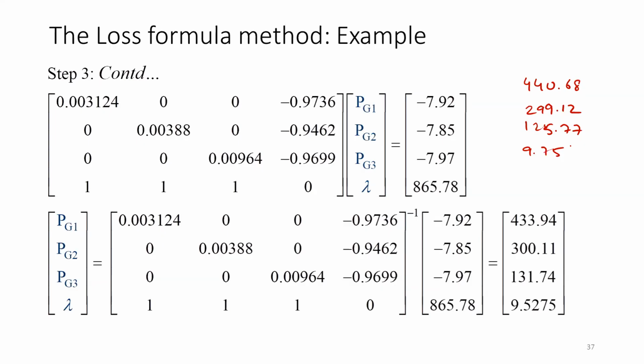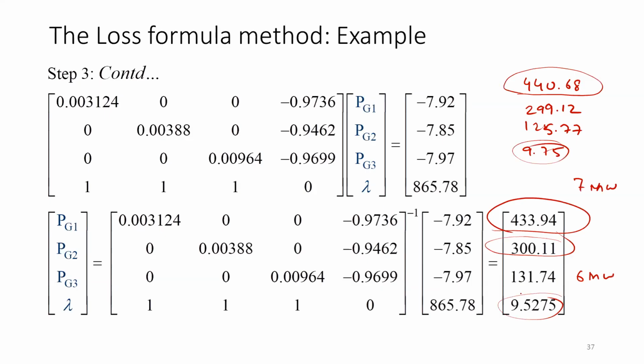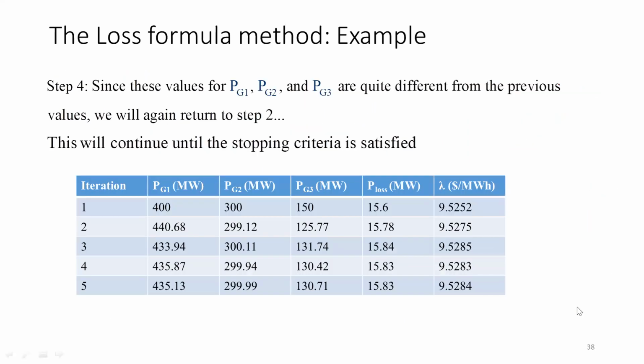So if you consider megawatt, of course, there is a significant difference, right? This is 440, this is 433. There is a difference of 7 megawatt. This one might be considered fine. Then 125 and 131. So you have got a difference of 6 megawatt. And this one might be fine. But we still have a gap. So what you have to do now, this becomes your second iteration value. With these values, you enter your third iteration and you keep on going.